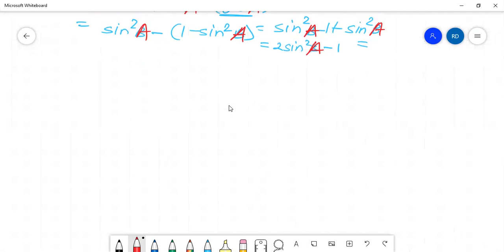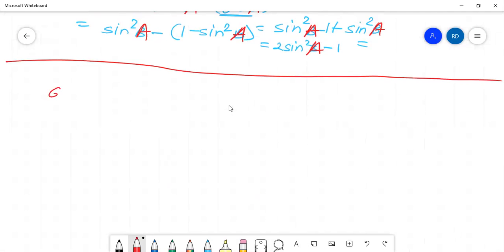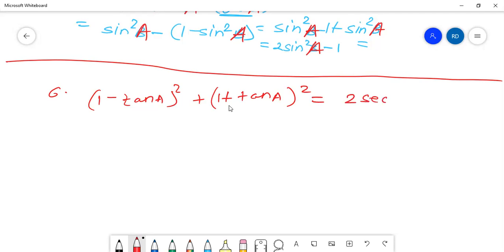So the sixth problem is 1 minus tan A whole square plus 1 plus tan A whole square is equal to 2 sec square A, right? So let's take LHS.